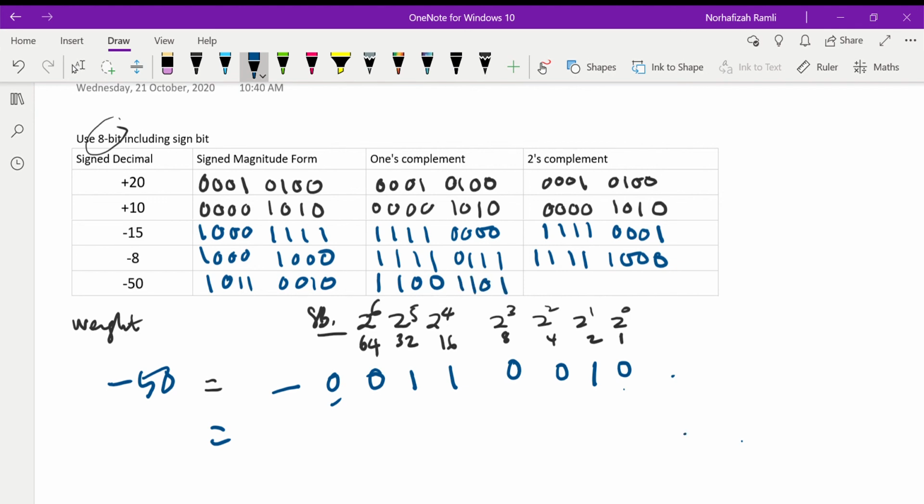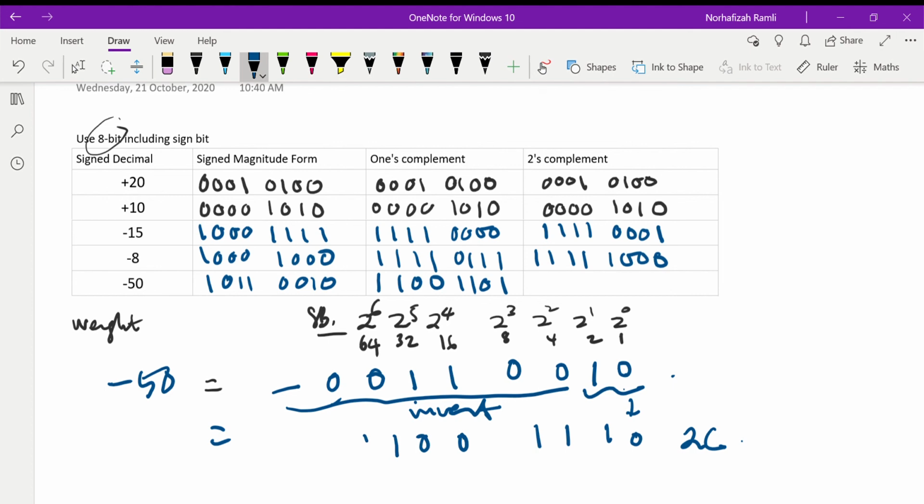Now if I want to take 2's complement, here you see 0, copy, copy, and then the whole thing inverts. So invert means become 1, 1, 0, 0, 1, 1, like that. So it becomes 1, 1, 0, 0, 1, 1, 1, 0.